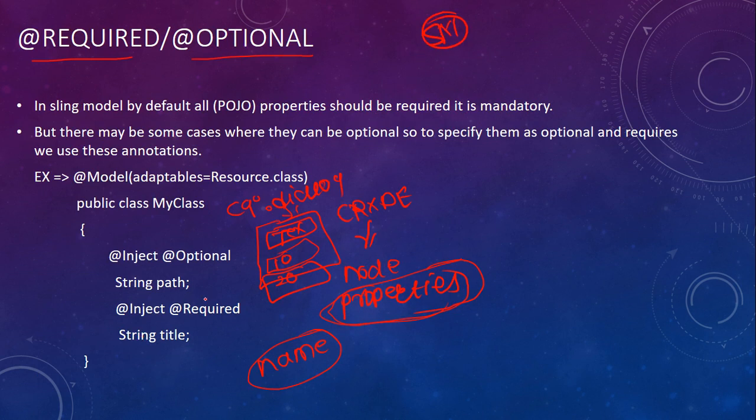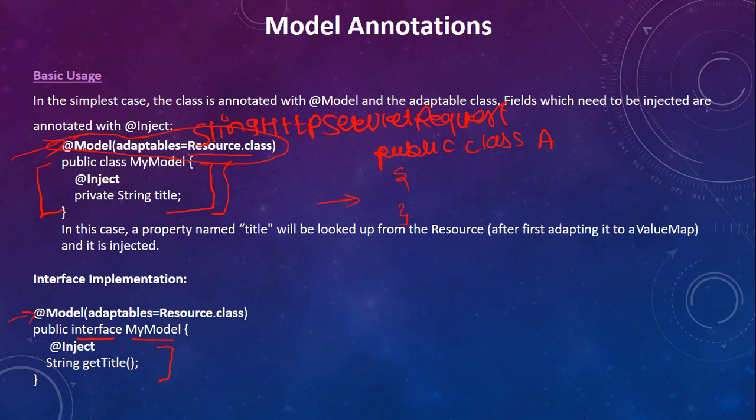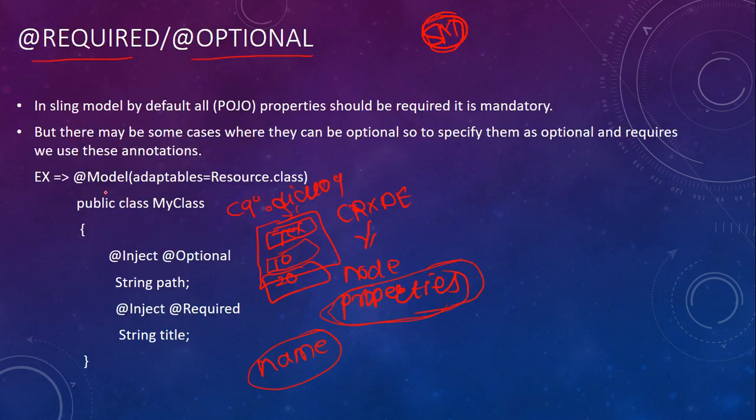Why are we fetching these properties? If you want to perform any business logic on these properties, you can simply fetch them in your Sling model. We know that for that we have to use @Model. Here I have defined the property. You see, this is the path I need, and this is the title I need. The user has entered this path and this title in the CQ dialog.